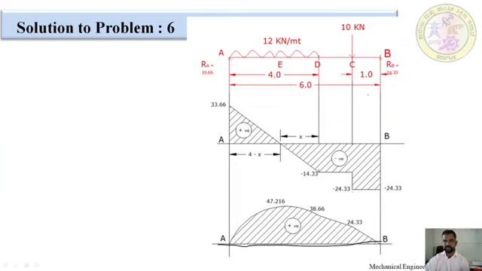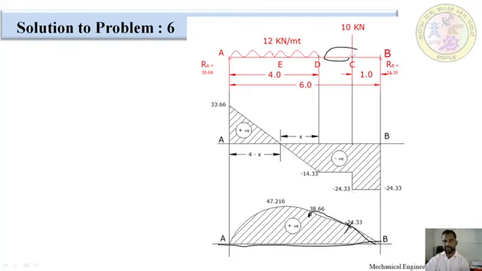How much at point C did we get? 24. I am going to mark it here. There is no load between these 2 points, so we will join with a straight line. After that, at point D we got 38.66. There is no load between C and D, so I am going to draw one straight line.